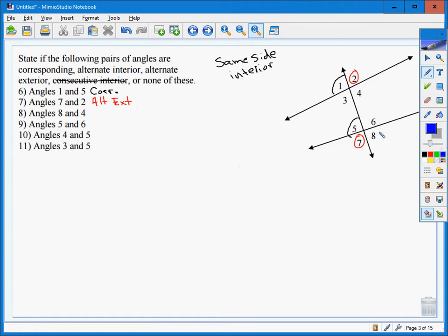8 and 4. Again, I'm just going to change colors. Here's 8. Here's 4. Both of them are on the bottom of the lines and to the right side of the transversal. These are also corresponding.